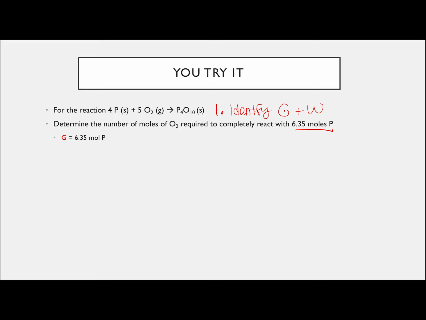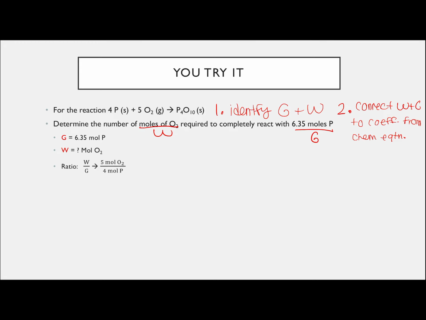The given is 6.35 moles of phosphorus. Wanted is moles of oxygen. Okay, now pause the video again in a second to connect the wanted and given to the coefficients from the chemical equation. All right, pause the video, connect them in a ratio, and we'll check to see if you did it all right.